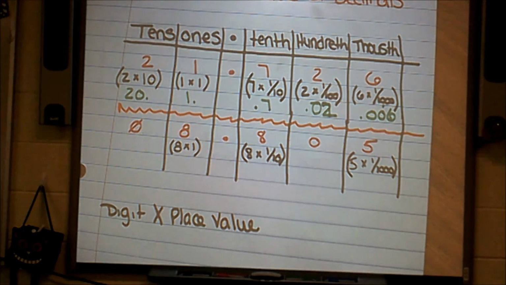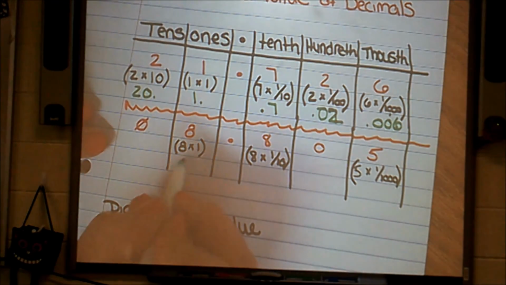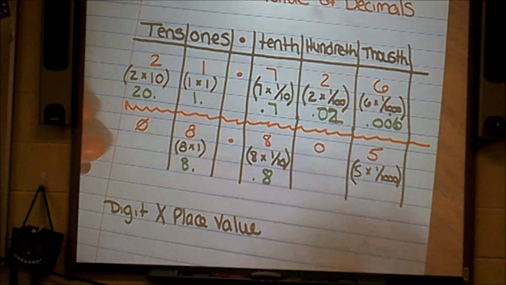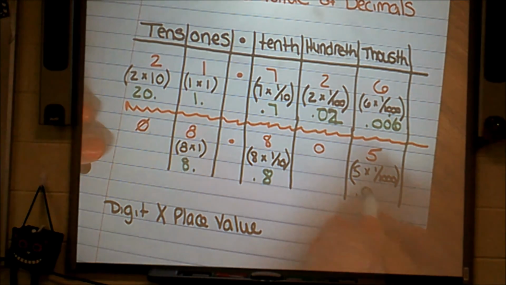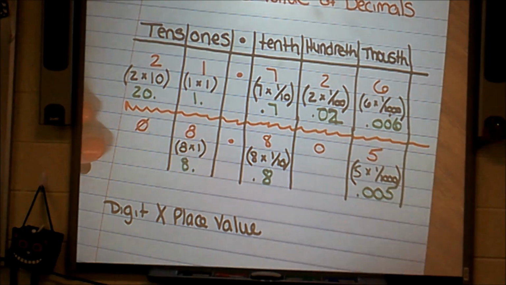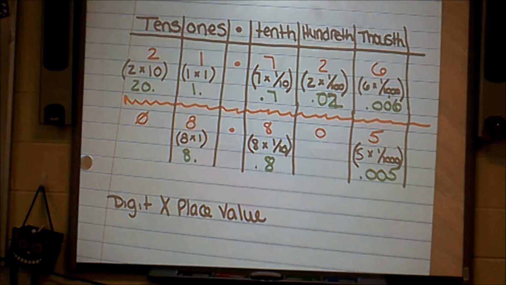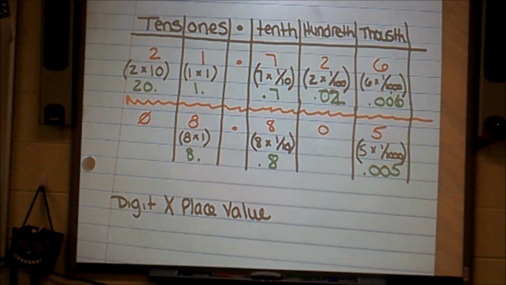And the last way we're going to do it is our decimal. Decimal holding place value. 8.805. Nothing needed. Ta-da! Pretty simple.